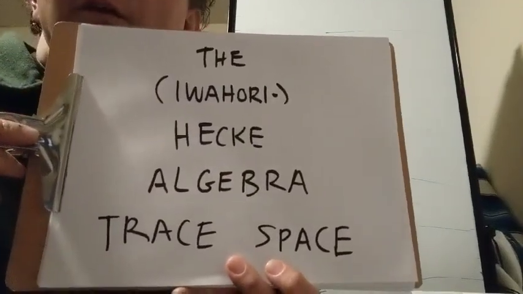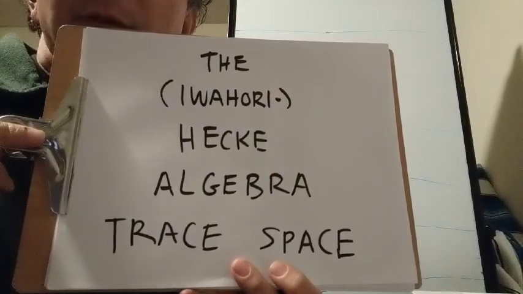Let's take a look at the traces and representations of the Hecke algebra. The representation theory of the Hecke algebra is closely related to the representation theory of the symmetric group, or if you like, the group algebra of the symmetric group.